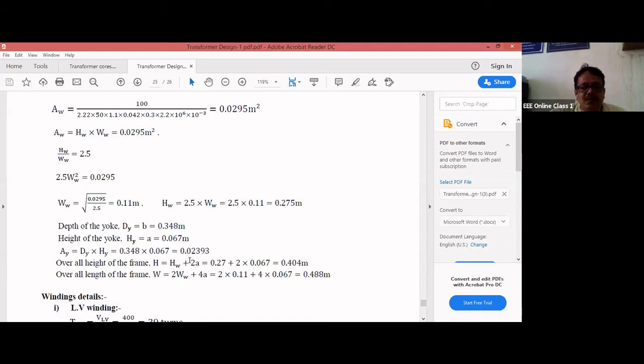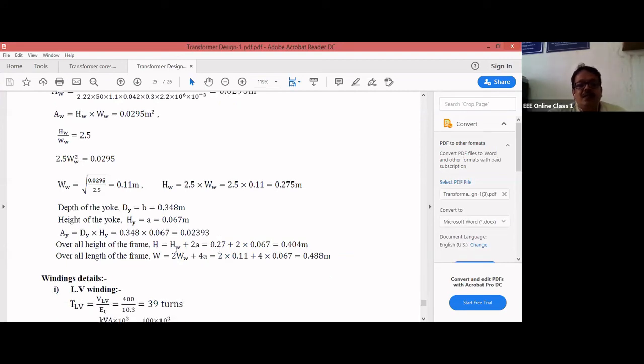Substitute this value, and this is in meter square: 0.02393 meter square. Overall height of the frame, H is equal to HW plus 2A. Substitute here. Overall length of the frame, W is equal to 2WW plus 4A. Substitute the values and find out the overall length and the height.